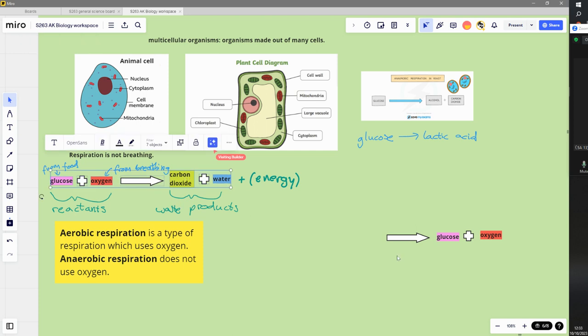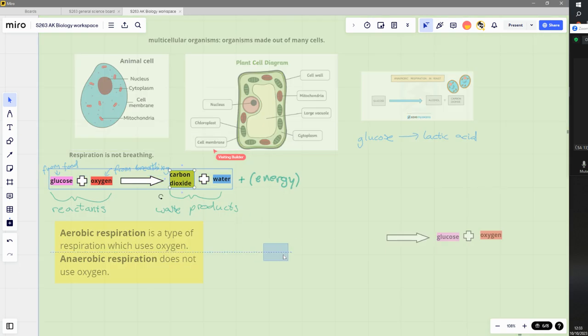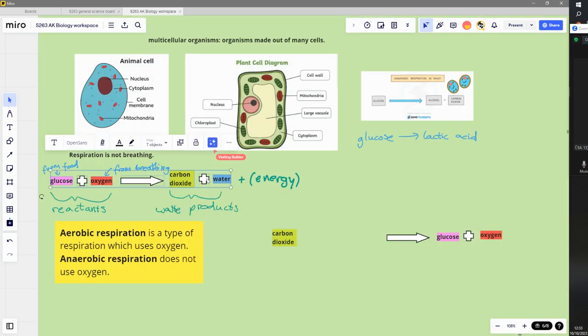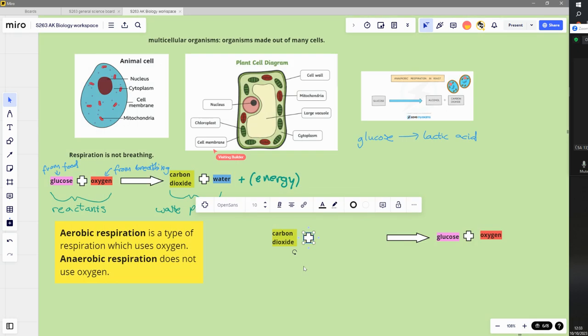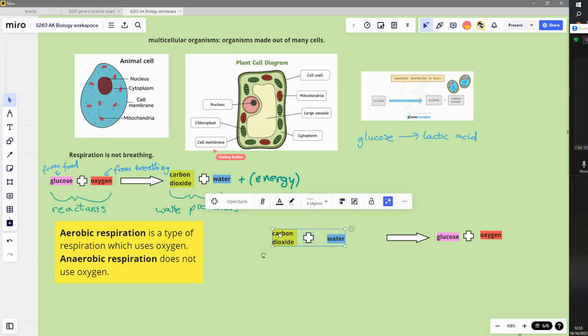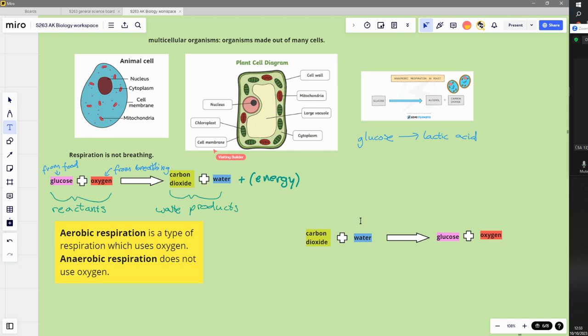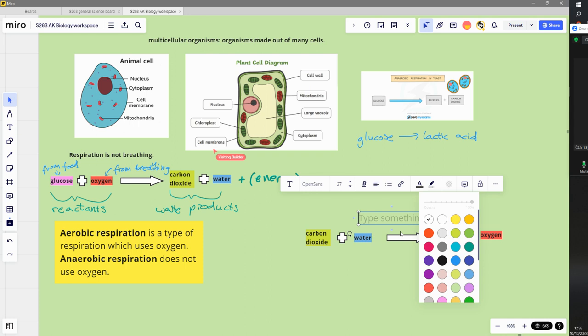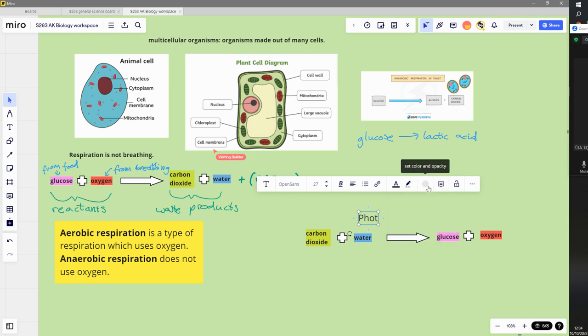So what reacts to produce this? Well, it is carbon dioxide and water. So in other words, photosynthesis is exactly like respiration, but in reverse. They work very closely with each other. Respiration goes one way and photosynthesis goes the opposite way. Photosynthesis.